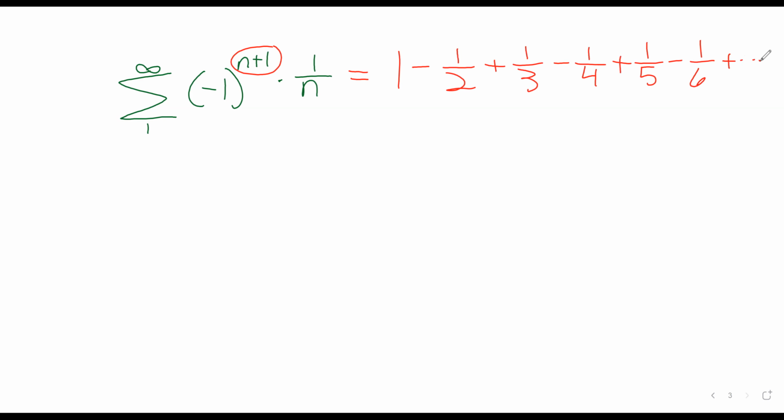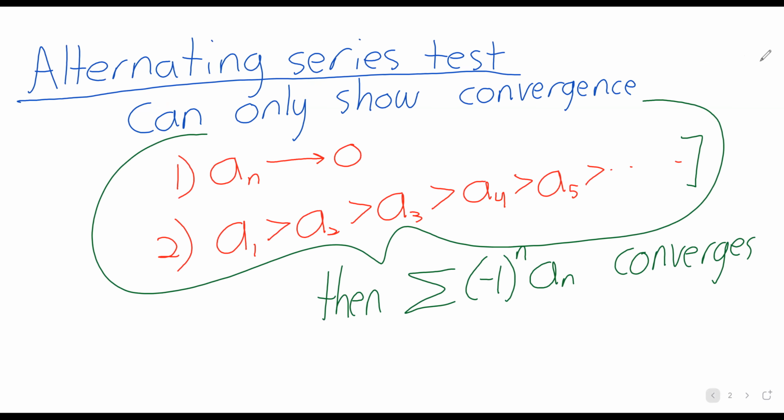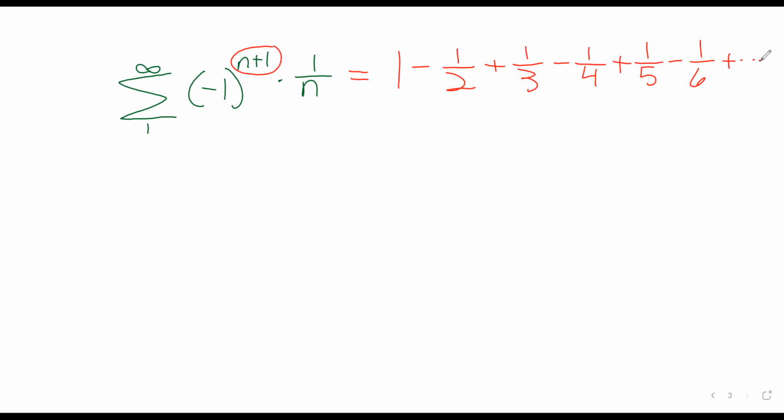And this series converges, and using the alternating series test, it's hopefully pretty easy to see this. What do we need to use this test? We need the limit as n goes to infinity of these terms to be 0, which is certainly true. 1 over infinity is 0. So check there.